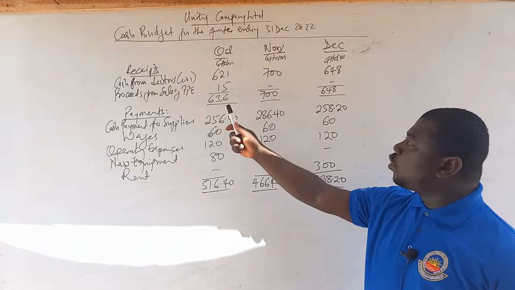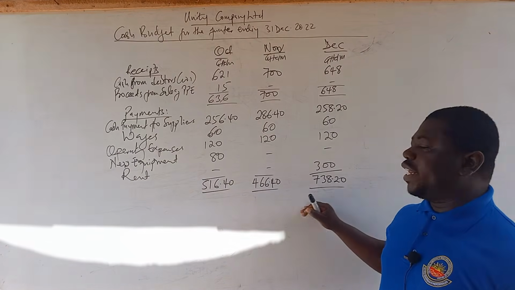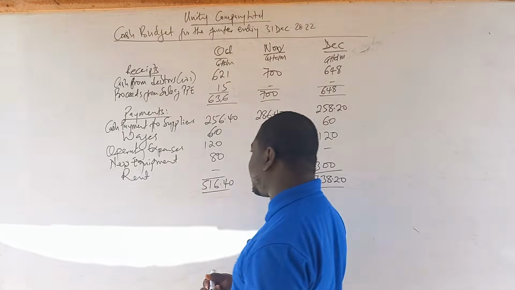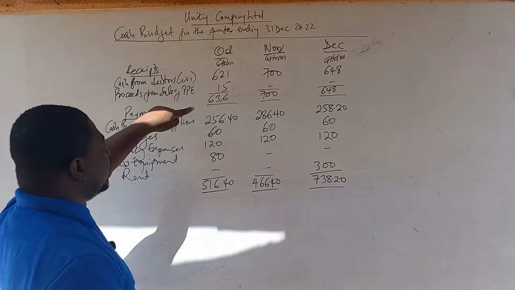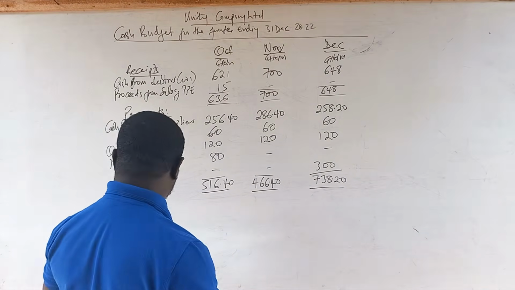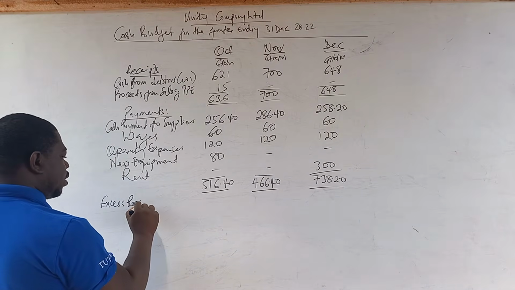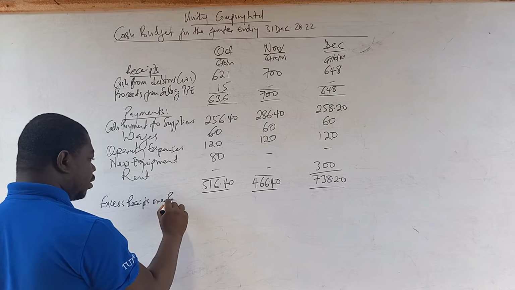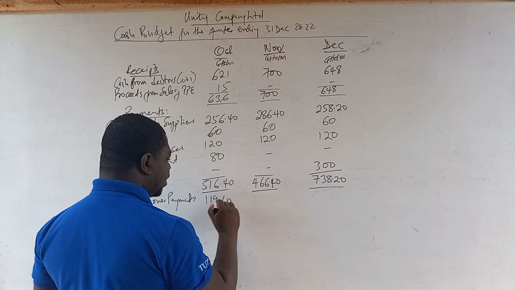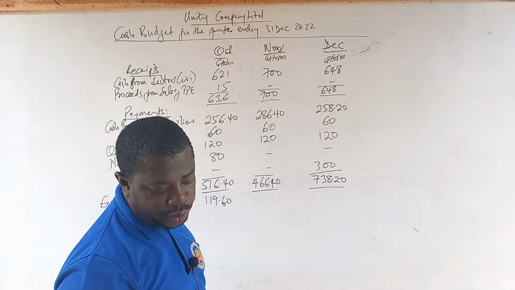Okay. So now we have our total payment and we have our total receipt. So what we need to do is to find the excess of receipts over payment, list them, and then I will show you how to balance it off. And so let's find the difference. 636 minus 516.4 is going to give us the difference. So we call it excess receipts over payment. And then we have 119.6 for the first month.